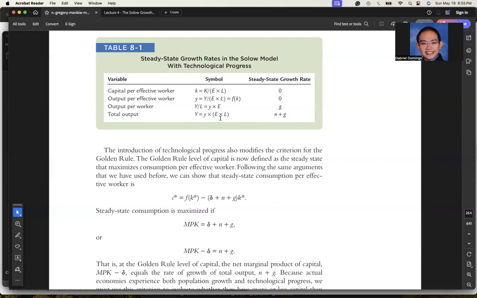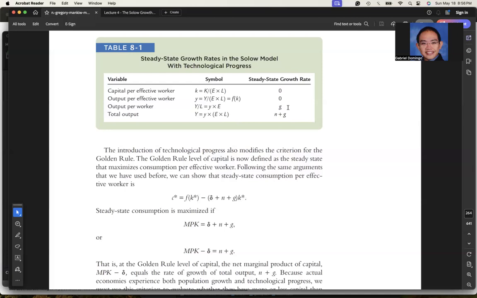Because your big Y is basically a function of big K and E times L. If that's the case, because you know that K here is growing at rate n plus g, and your E times L is growing also at rate n plus g, therefore by constant returns to scale, if your K and your EL are growing at the same rate, your big Y is also growing at that same rate. And that rate happens to be n plus g. So this quote unquote solves the problem of steady state growth.